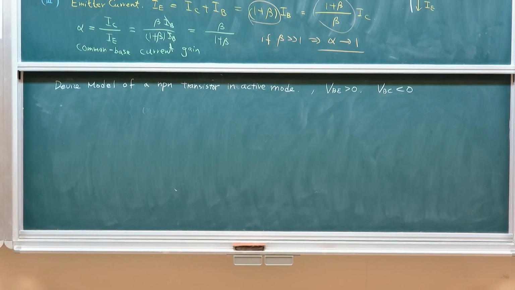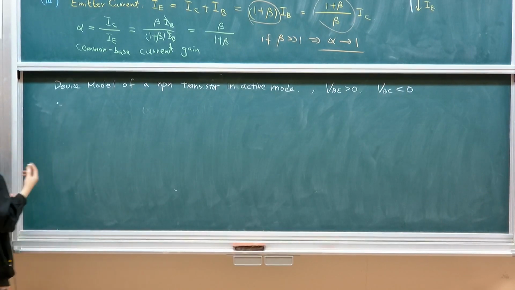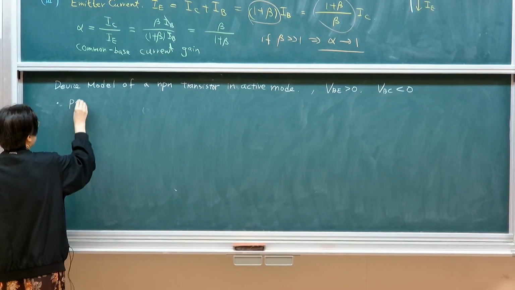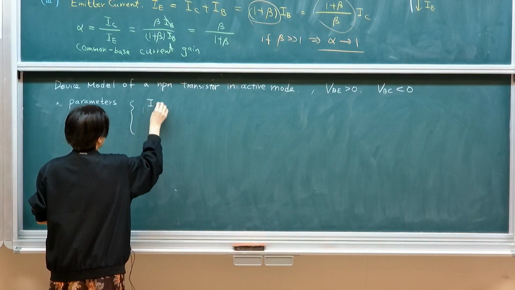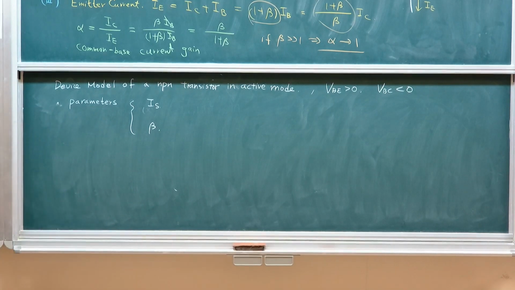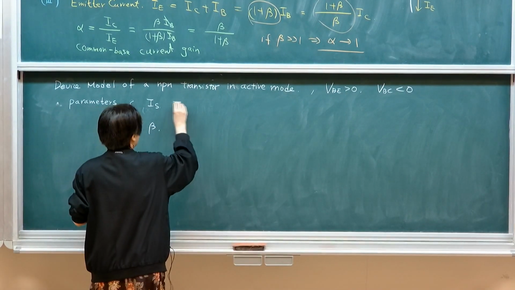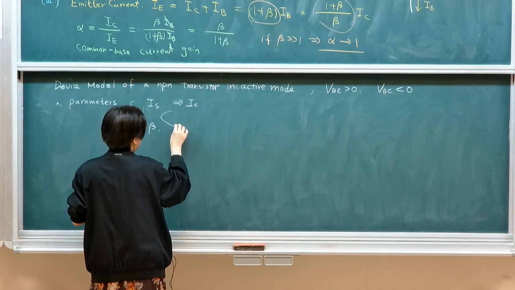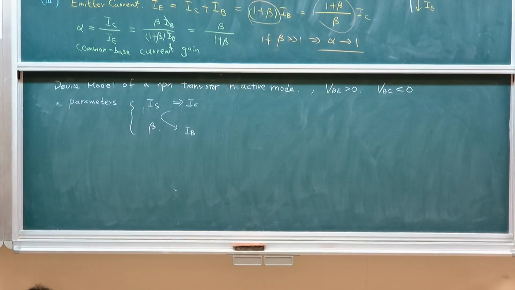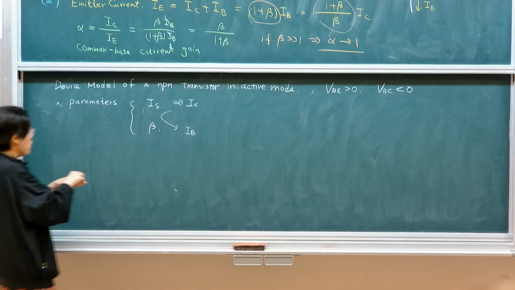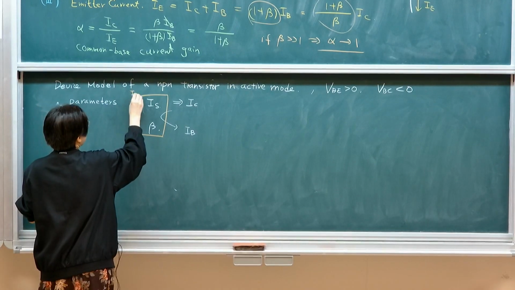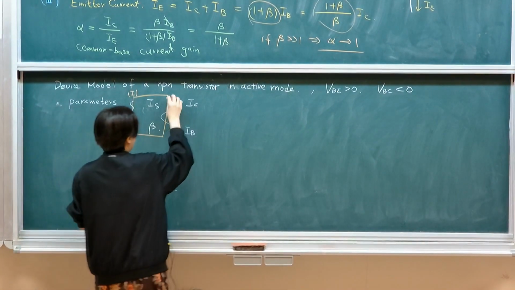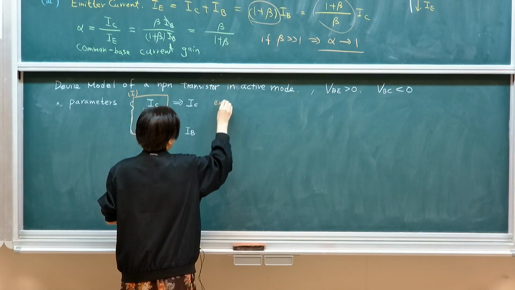Okay, I want to stress it again. This device model will include parameters, and the parameters are twofold: IS and beta. Beta will determine the current ratio between collector and base. IS will deliver the collector current. So this will give you the collector current, and through this ratio, you will get the base current. This is one type of model, called the exponential model. If you're using IS, then you're using the exponential model.